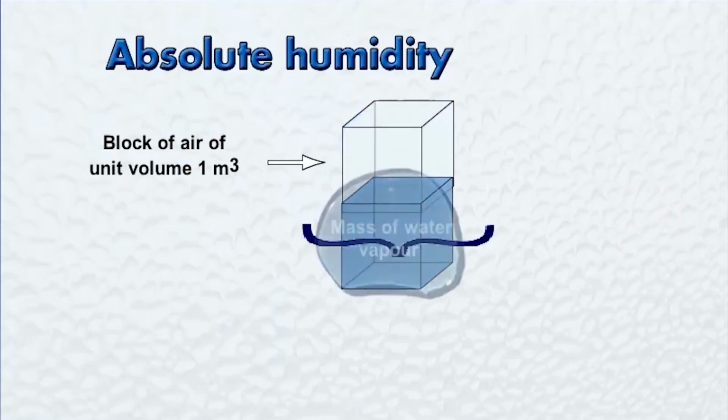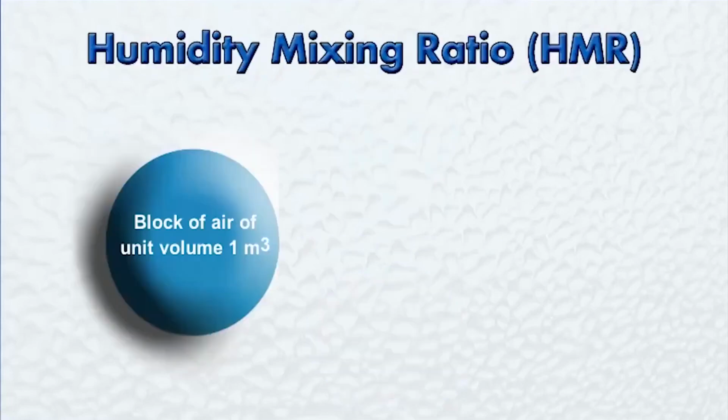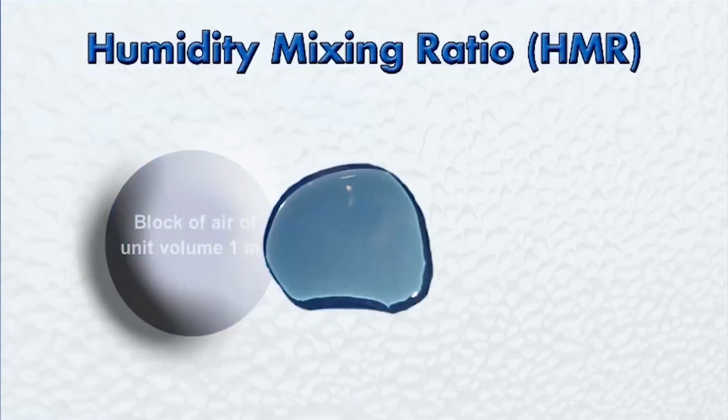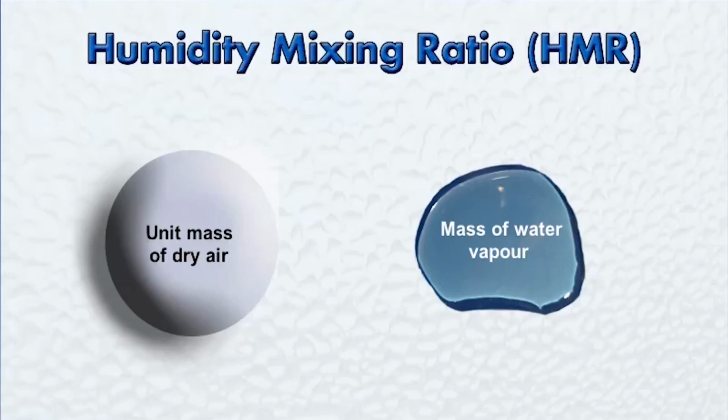Absolute humidity is the mass of water vapour contained in a unit volume of air. It is expressed in terms of grams per metre cubed. Humidity mixing ratio, or HMR, is a similar property to absolute humidity, in that it is a measure of the amount of water vapour contained in a sample of air. But whereas absolute humidity is the mass of water vapour in a unit volume of air, the humidity mixing ratio is the ratio of the mass of the water vapour to the mass of the dry air. It is expressed in grams per kilogram.